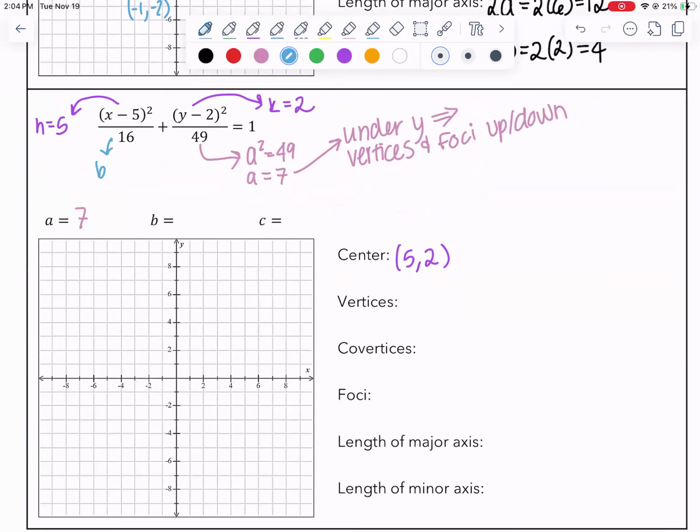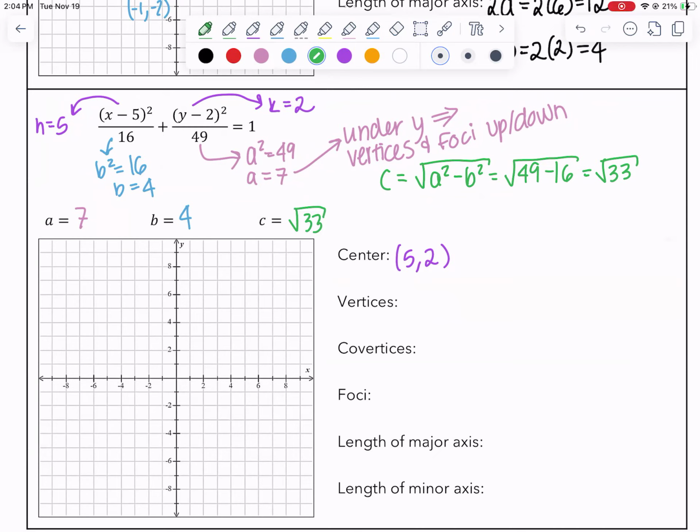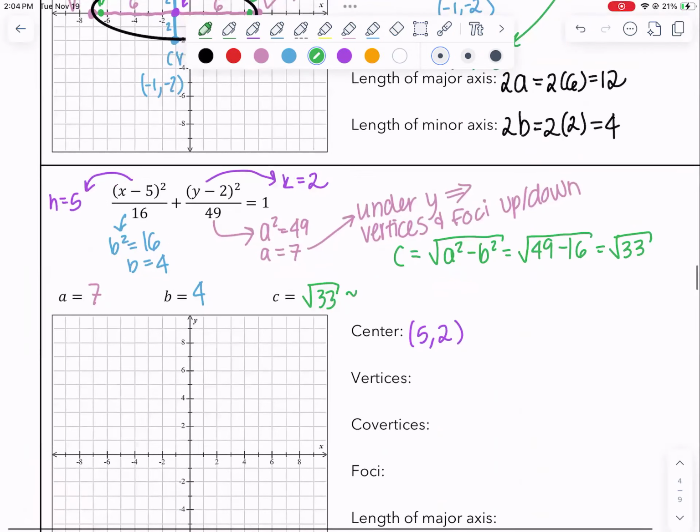This guy over here is b squared. B squared is 16, which makes b equal to 4. C is the square root of a squared minus b squared. A squared is 49, b squared is 16, so this will be the square root of 33. And the square root of 33 is going to be very similar to the square root of 32, like 5.7-ish. Was that exactly what we said up here? 5.7-ish? Yeah, 5.7-ish.